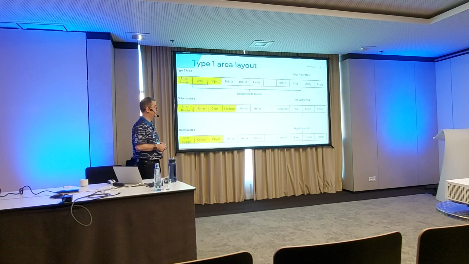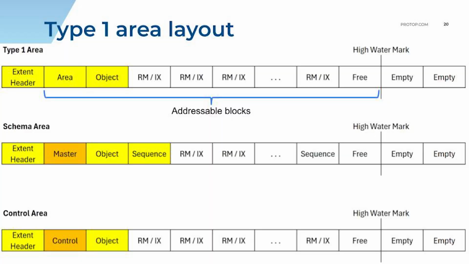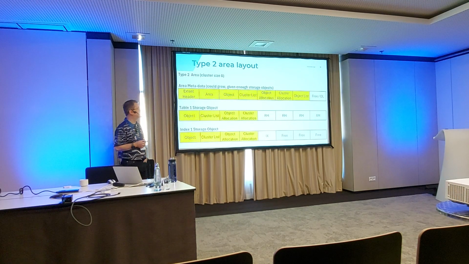There could be other sequence blocks later on, depending on how many sequences you define and your block size and your sequence size. And again, you're just going to have record blocks and index blocks similar to the above. And then finally, the control area, the .db file, also type 1, is a little bit different in that it has a special control block in place of an area block, but otherwise it's pretty similar to any other type 1 area. Now let's look at type 2, which has quite a bit more structure to it.